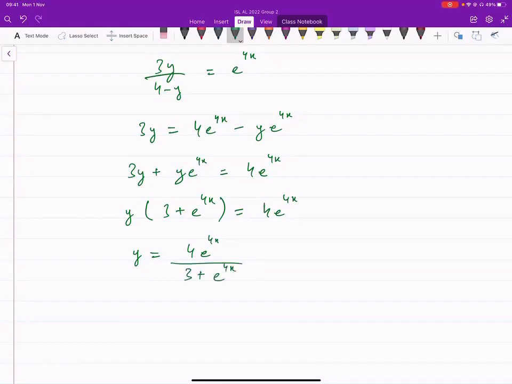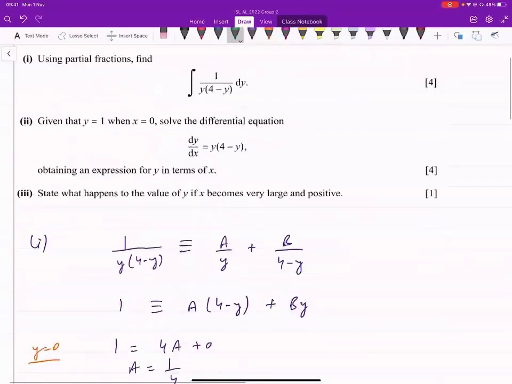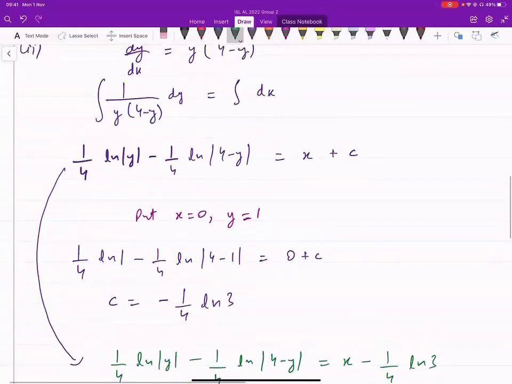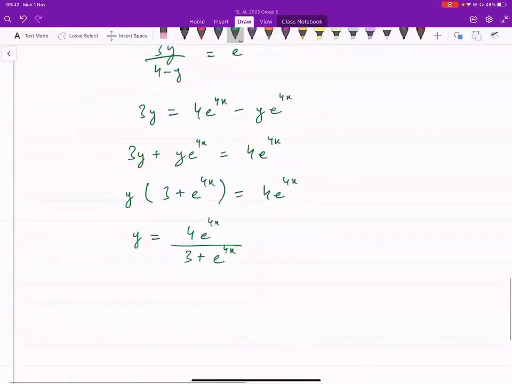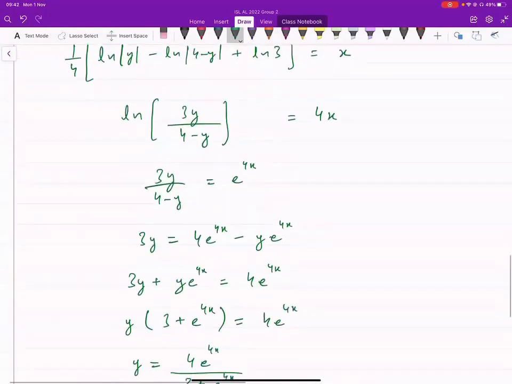Right? It wasn't that difficult, but that was a lot of working for 4 marks. But that's how it sometimes is in paper 3. So that's all that you have to do for those 4 marks. That's y in terms of x. Any problems here? The process was very easy. We just integrated both sides, found the value of c, and made y the subject. Okay?